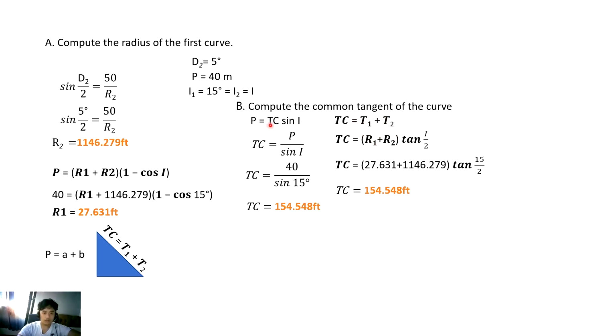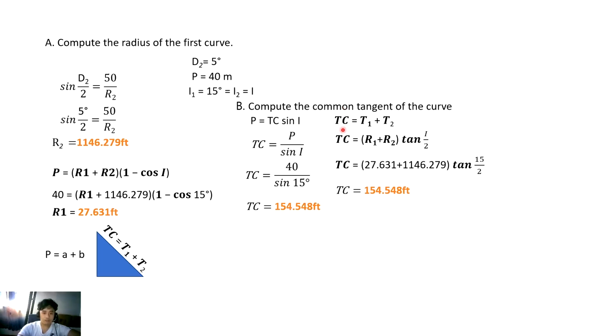Next, kukunin naman natin yung common tangent or yung TC, yung total ng dalawa. So, gagamitin ulit natin yung dalawang formula para ma-make sure natin na tama yung sagot natin. So, para sa unang formula, P equals to TC times sin I over I. So, ide-derive natin ulit sila para makuha yung TC. So, TC equals to P over sin I. So, TC equals to 40, which is yung P, over sin 15, which is yung I. So, makukuha natin yung 154.548 feet.